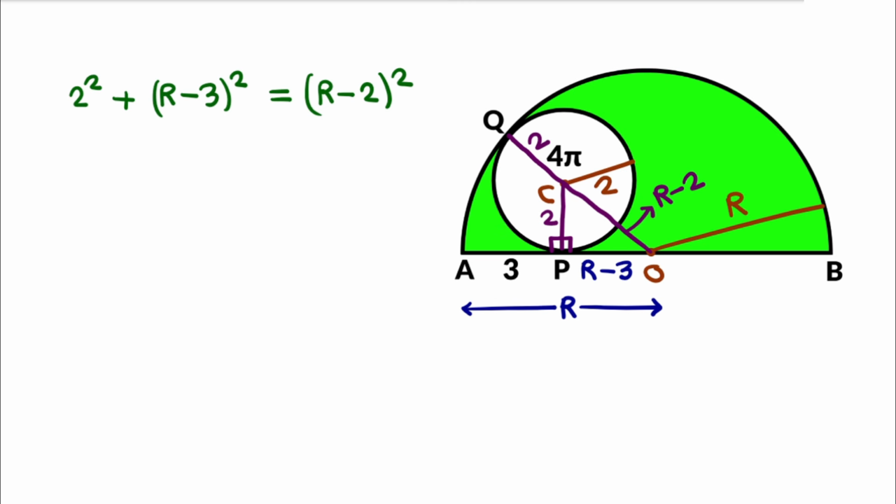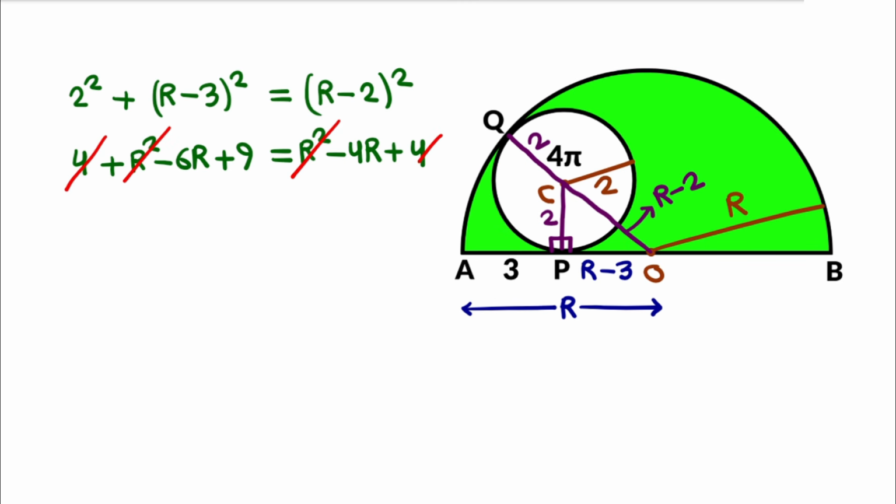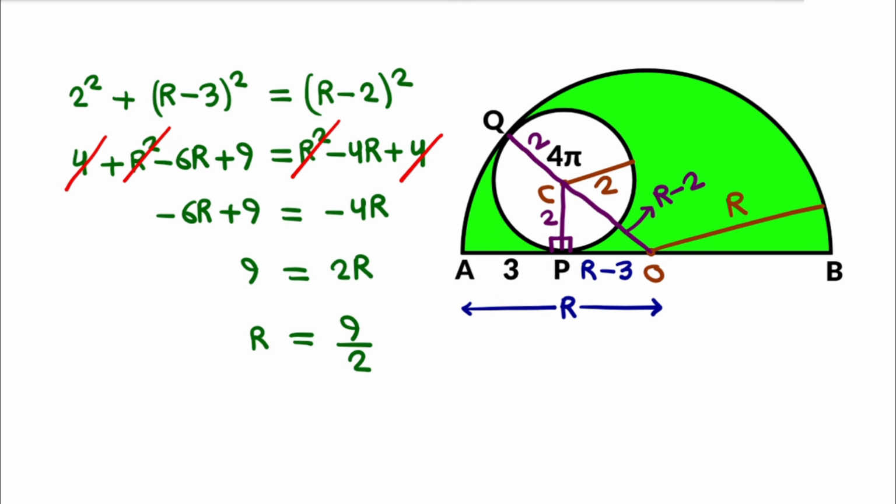Now let's expand both sides. 4 plus R squared minus 6R plus 9 equals R squared minus 4R plus 4. Notice something satisfying. The R squared terms cancel, and the 4's cancel as well, leaving us with negative 6R plus 9 equals negative 4R. Add 6R to both sides. We get 9 equals 2R, and dividing by 2 gives R equals 9 over 2.